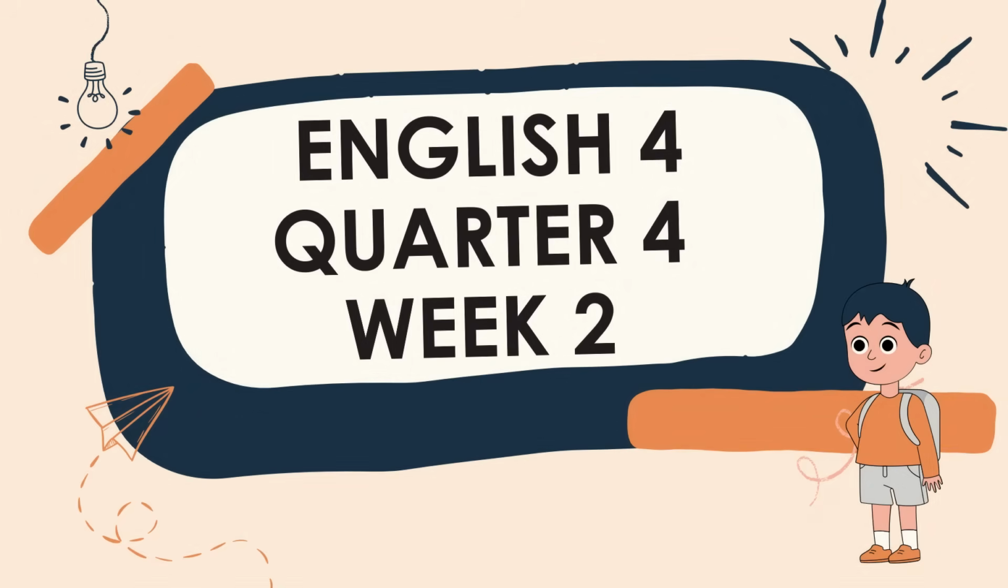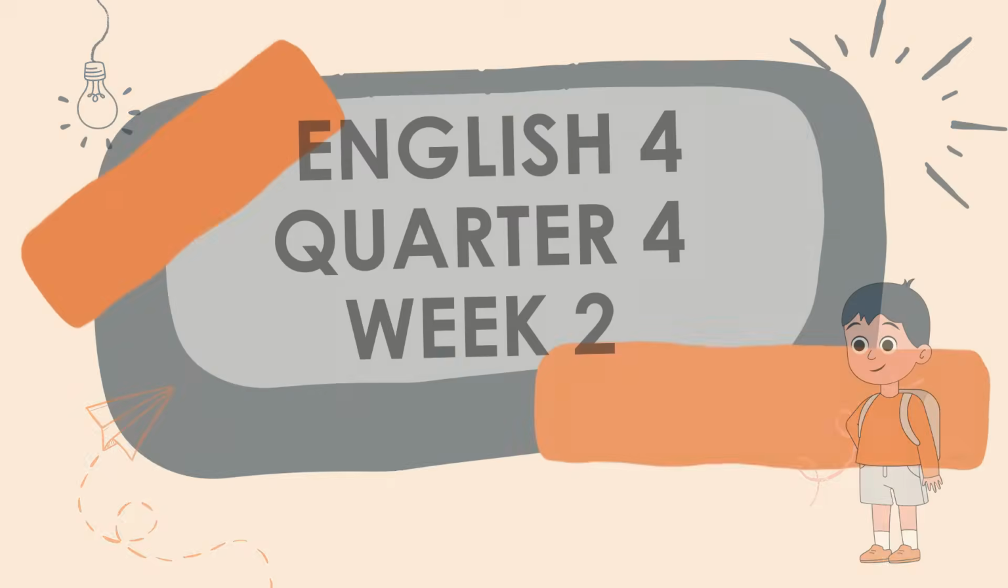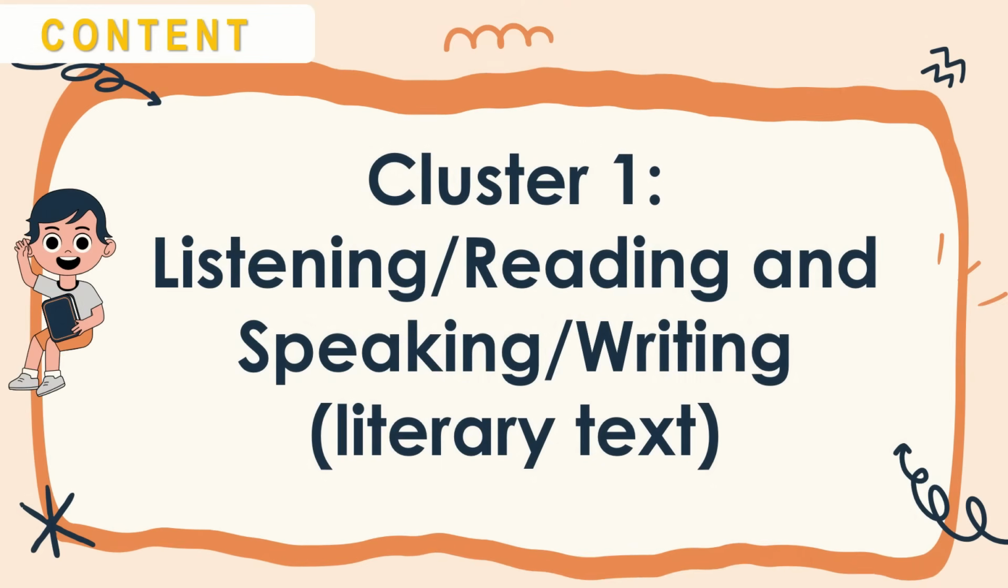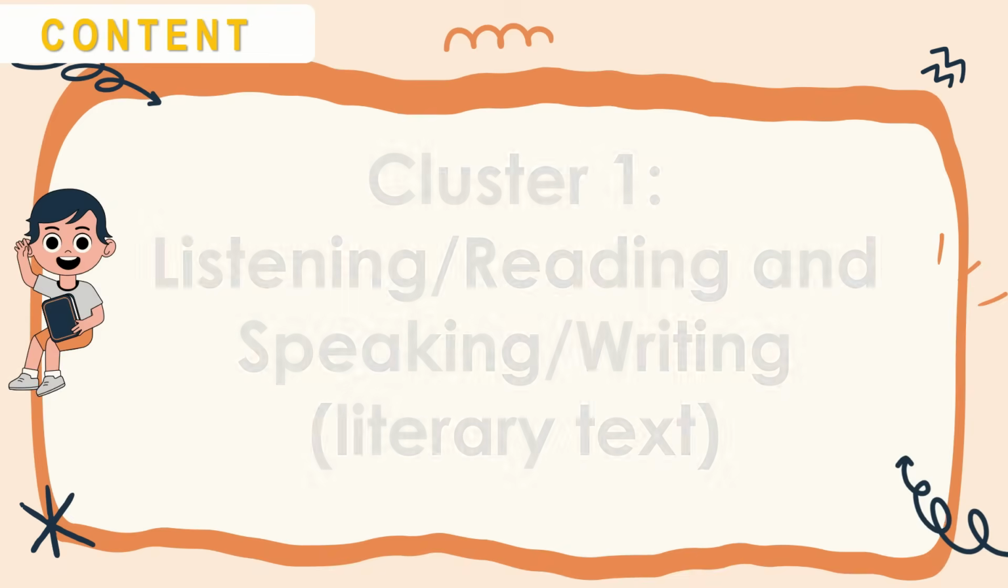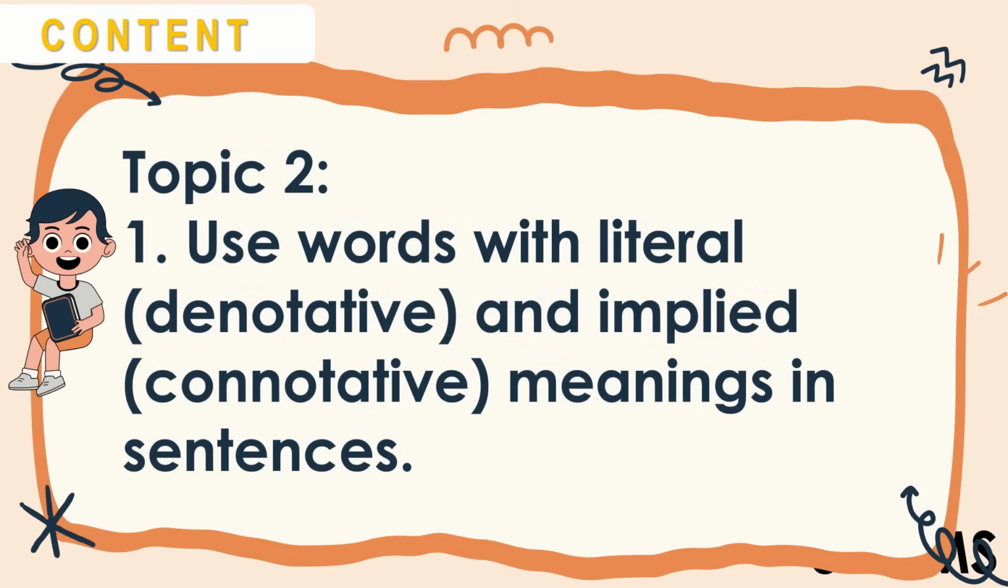English 4, Quarter 4, Week 2. Matatag Curriculum. For the content, we have Cluster 1, Listening, Reading, and Speaking, Writing, Literary Text. Topic 2: Use words with literal, denotative, and implied connotative meanings in sentences.